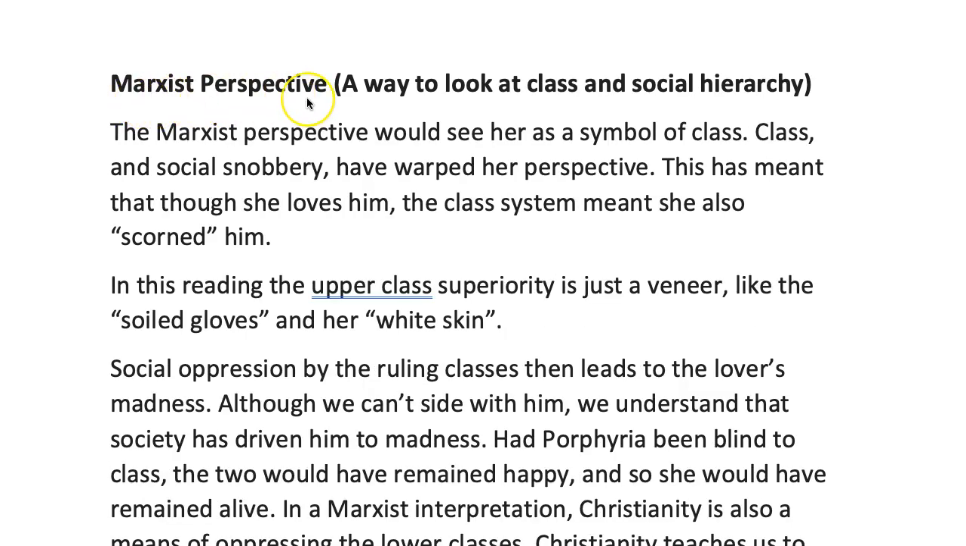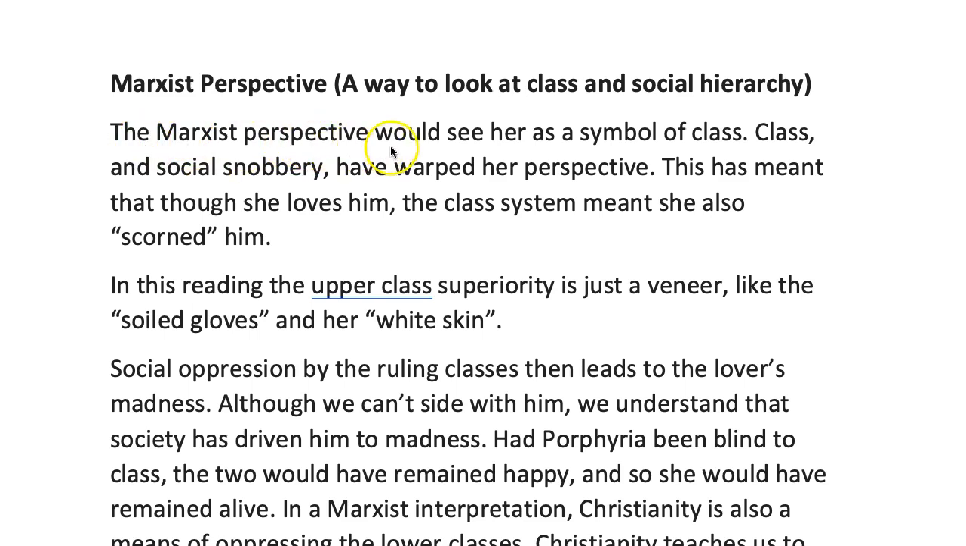Now we're going to look at the Marxist perspective. So you need to know that Karl Marx invented the idea of Marxism, which later became communism. And this is basically looking at class and the social hierarchy and saying that everything that's wrong in society is wrong because of the class system.